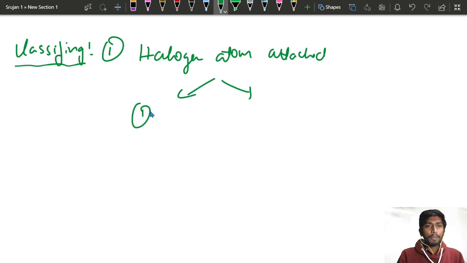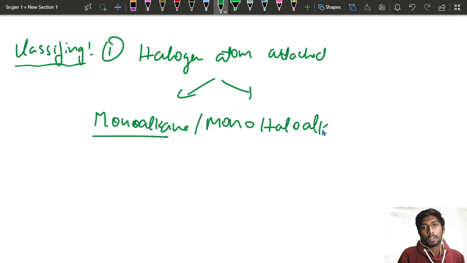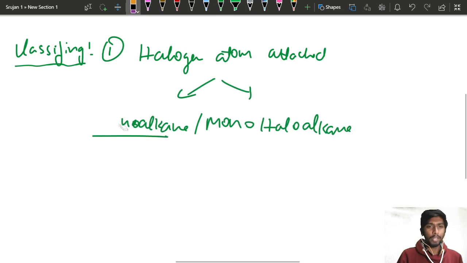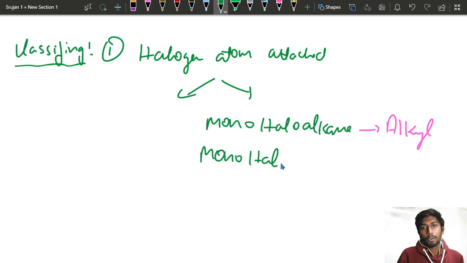If only one halogen atom is attached to an alkyl or aryl group, that is called a mono haloalkane for alkyl groups, and a mono haloarene for aryl groups.